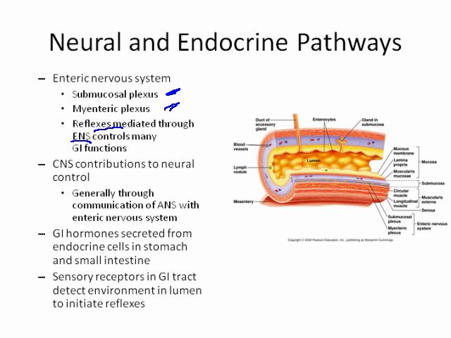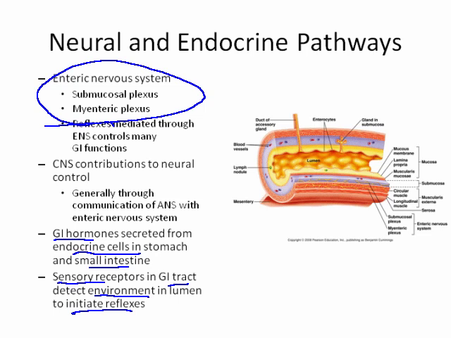We don't actually need extrinsic neural control, that is nervous control from the autonomic nervous system, to allow digestion and absorption to go on. However, the autonomic nervous system can modify the responses of the enteric nervous system. So the CNS does contribute to the total neural control, generally because of the autonomic nervous system inputs coming in. There are hormones in the GI tract that are secreted from endocrine cells in the stomach and small intestine. We've talked about some of these in terms of acting as enzymes. In fact, some serve a dual role as both an enzyme and hormone, and some of them just function as hormones, as well as there are neural sensory receptors in the GI tract that detect the environment and initiate reflexes. Some of these reflexes, of course, are through the enteric nervous system, and others through the central nervous system.